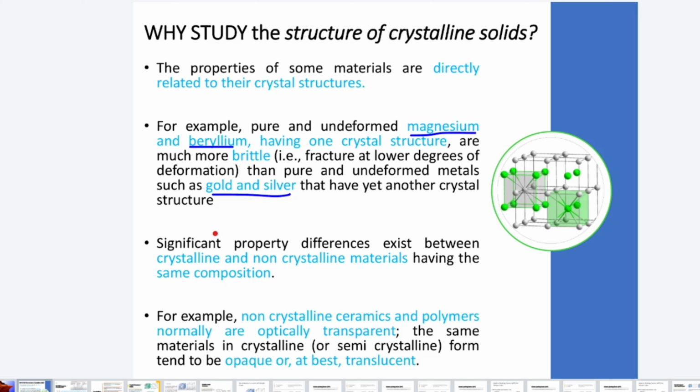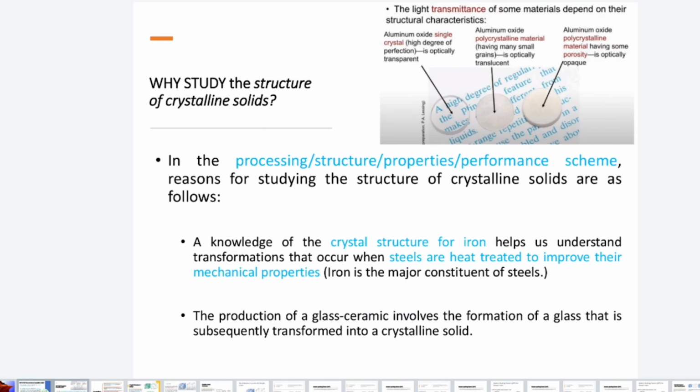So significant property differences exist between crystalline and non-crystalline material, even if they have the same composition. For example, non-crystalline ceramics and polymers are normally optically transparent. In the same material, in crystalline or semi-crystalline form, they tend to be opaque or translucent. I showed you an example in the first week.